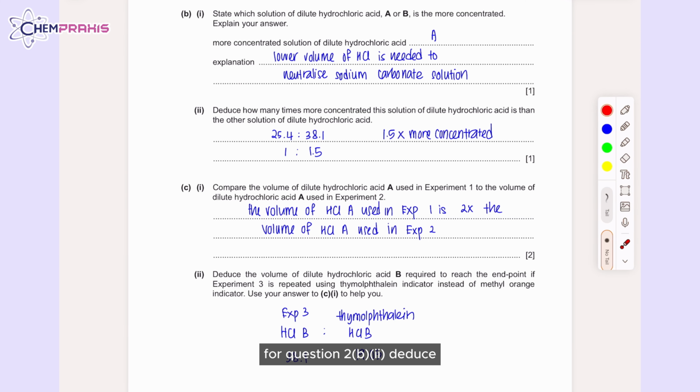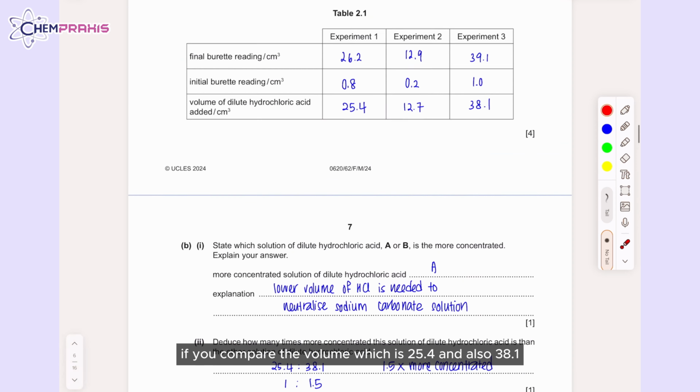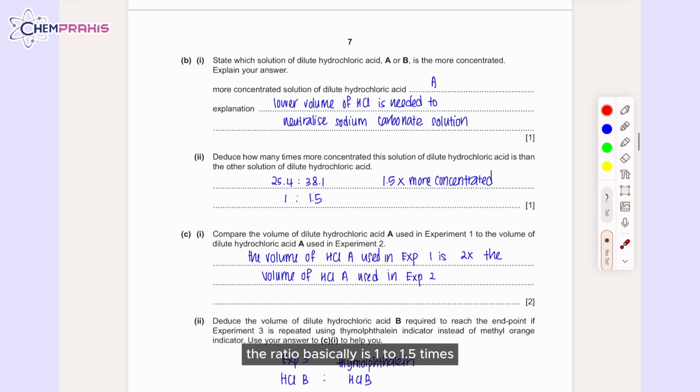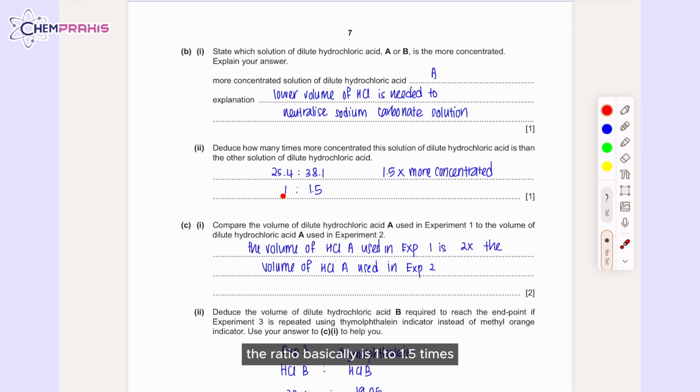For question B2, deduce how many times more concentrated this solution of dilute hydrochloric acid is than the other solution of dilute hydrochloric acid. If you compare the volumes, which are 25.4 and 38.1, the ratio basically is 1 to 1.5 times. So, this means the hydrochloric acid A is 1.5 times more concentrated than hydrochloric acid B.